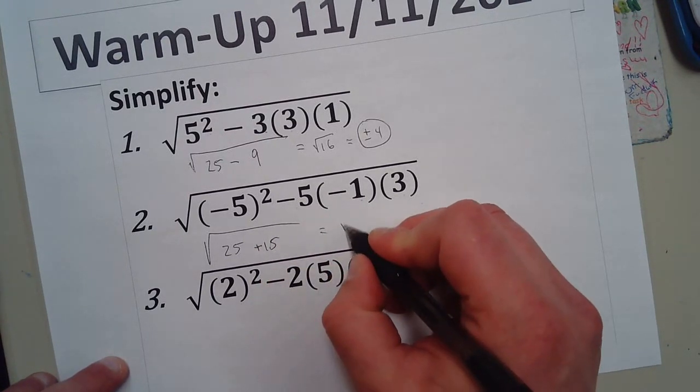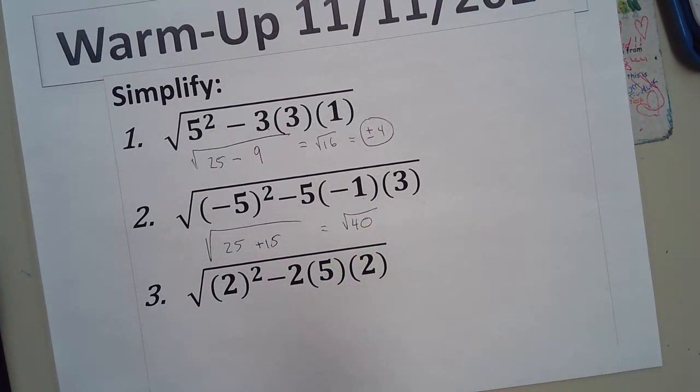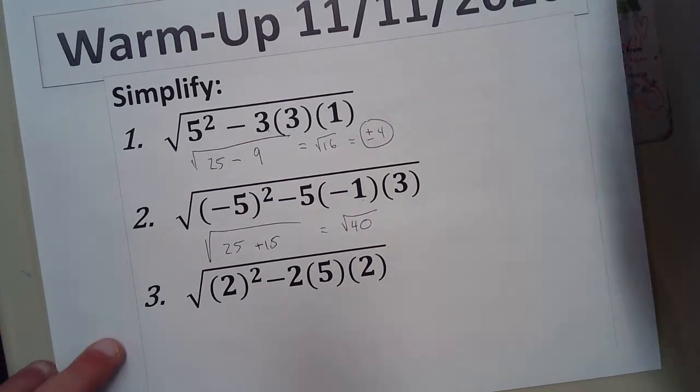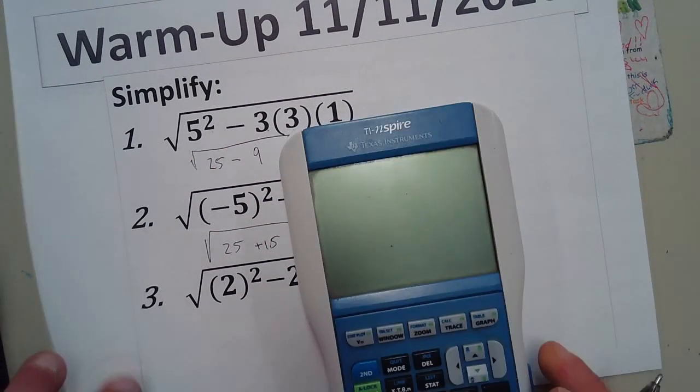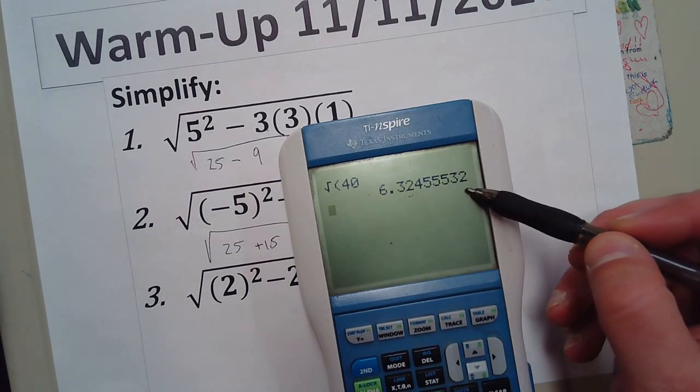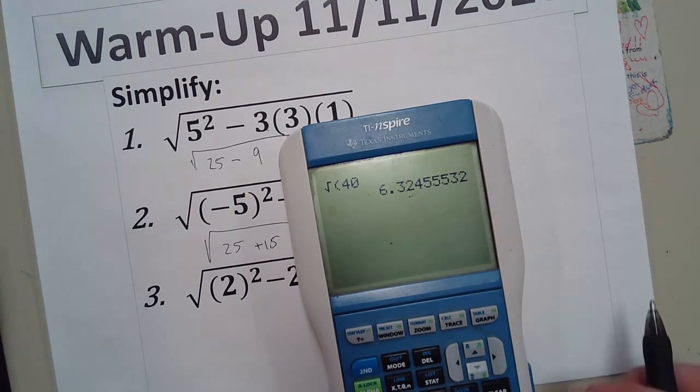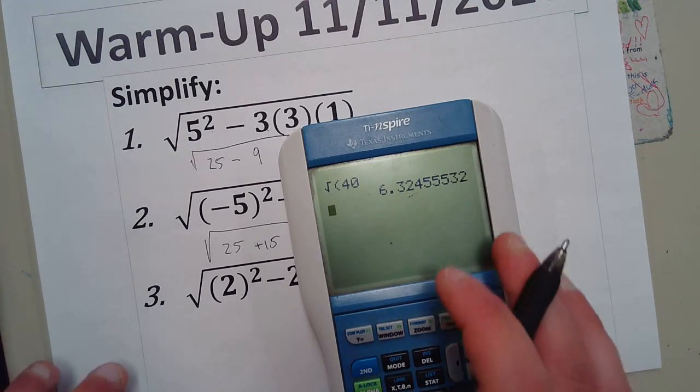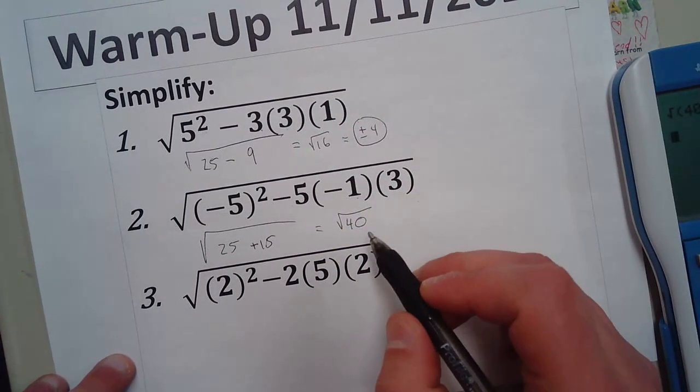All right, cool. So that's going to be the root of 40. 40 is not a perfect square. If you try to square root 40, you're going to get some irrational number. Irrational meaning the decimals go on without any kind of pattern. So we don't want to leave it like this, though. We want this as simplified as we can.